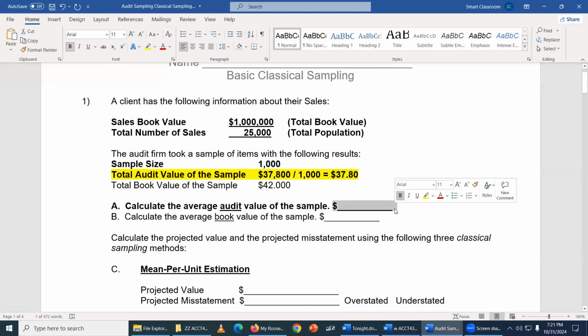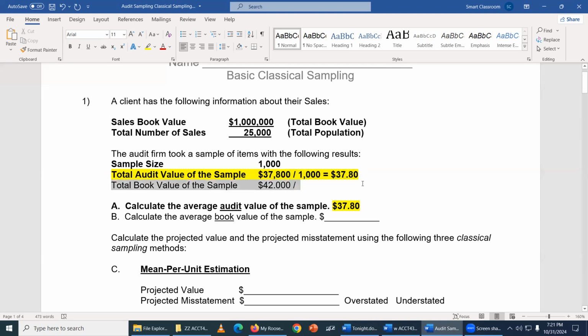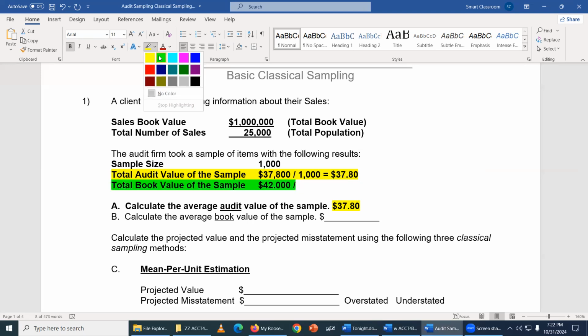And by the way, this is the one that's most persuasive, because this is the one that we calculated. We put more reliance on this one because it is what we did, not what someone handed us, which is what the book value is. The average book value is $42.